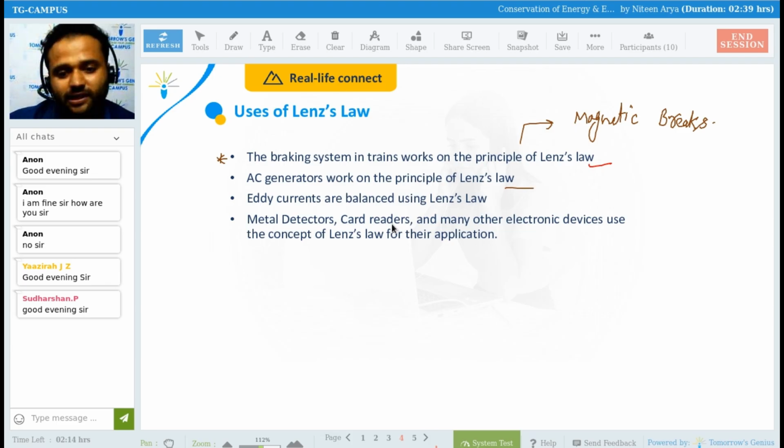Eddy currents are balanced using Lenz's law. There is a phenomenon known as eddy current, which I'm going to discuss if it is not discussed yet. Metal detectors, card readers, and many other electronic devices use the concept of Lenz's law for their application, like the real life example I gave you in the previous class.